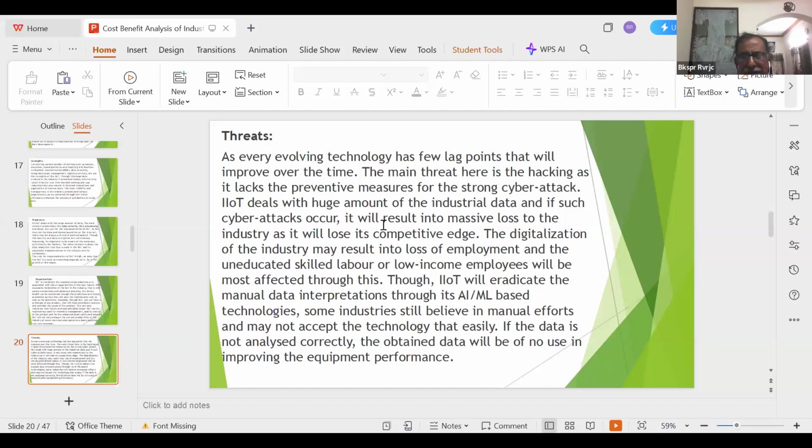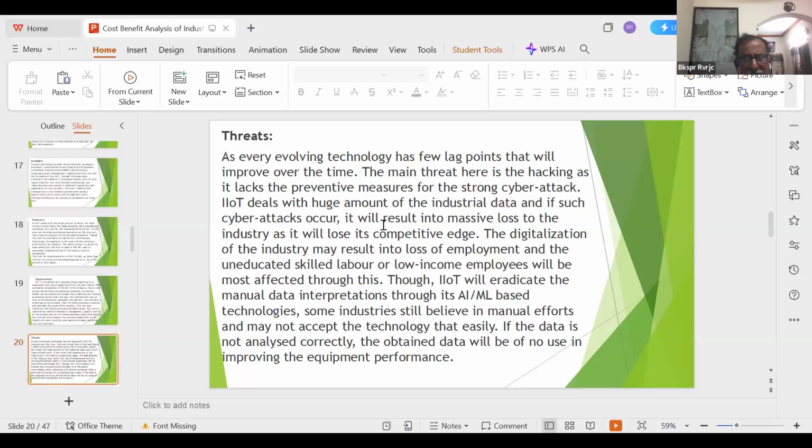And the last part, the threats. As every evolving technology has a few lag points that will improve over time, the main threat here is the hacking, as it lacks preventive measures for a strong cyber attack. The industrial IoT deals with a huge amount of industrial data, and if such cyber attacks occur, it will result in massive loss to the industry as it will lose its competitive edge.